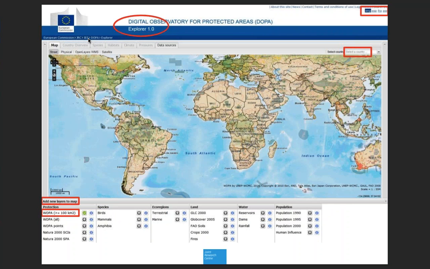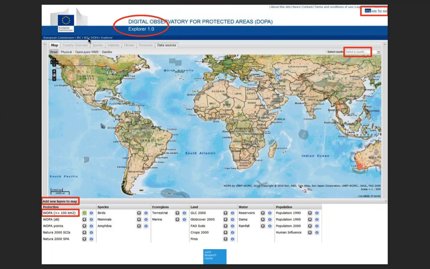So here now we are basically only showing the WDPA, so the protected areas larger than 100 square kilometers according to the WDPA. But we could show other layers related to protected areas, to the bird, mammal, and amphibian records, satellite images, water information, population information. This is up to the user to select.